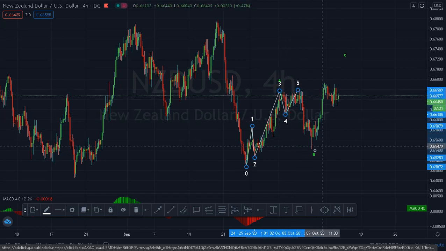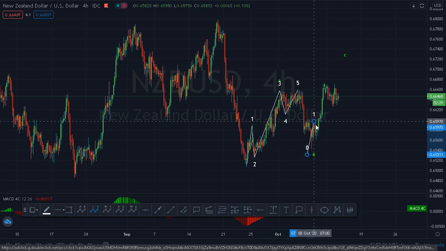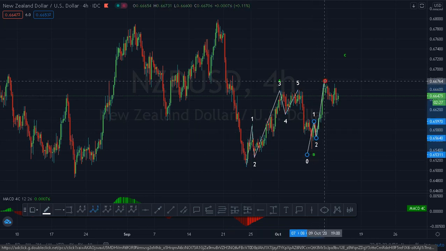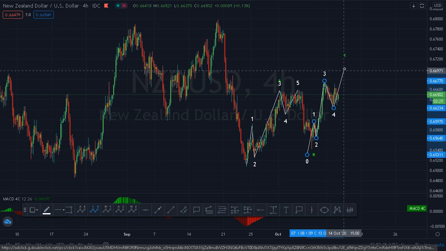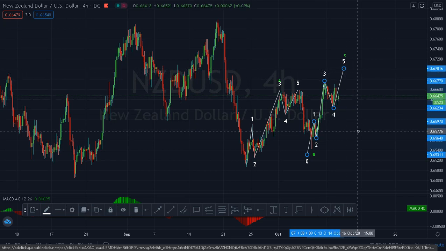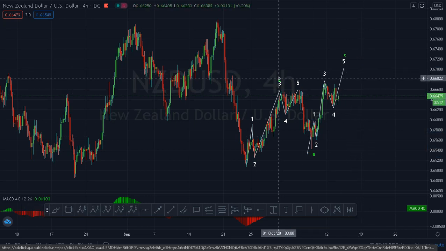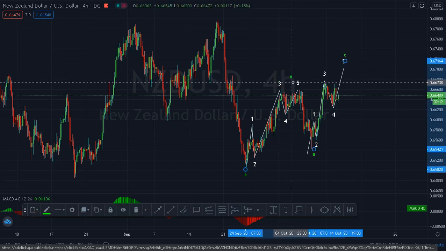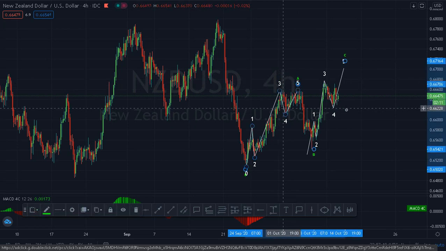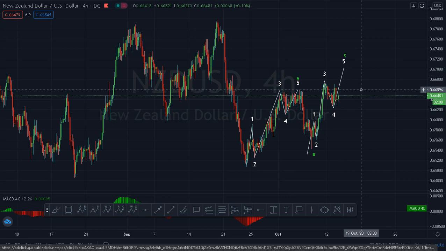So we still expect 1, 2, 3, 4, 5, as in NZDJPY. So if I have another swing up, I'll be happy and prepared for buying. So let's keep watching.